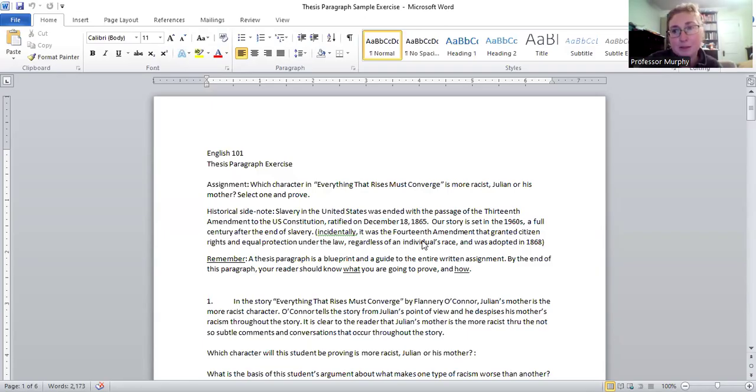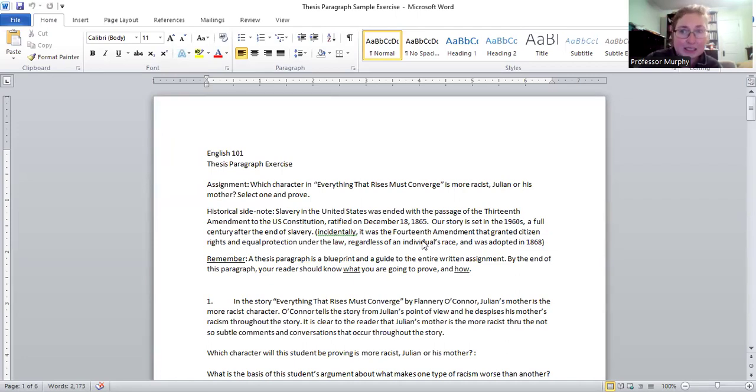Think about the thesis paragraph as your blueprint, your guide to what you are going to be proving to me over the course of whatever length of paper you are writing for me, the homework or the essay. So by the end of that first paragraph, I should know, what are you proving to me? How are you intending to do this?